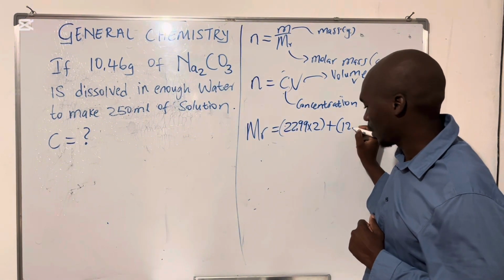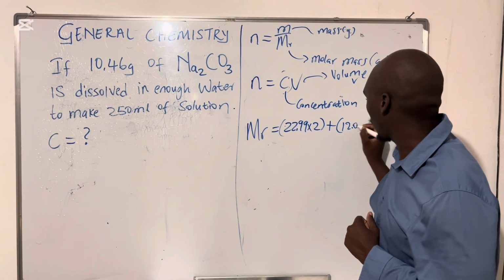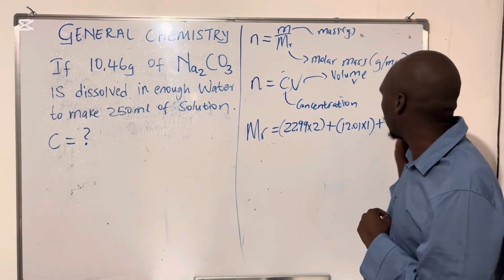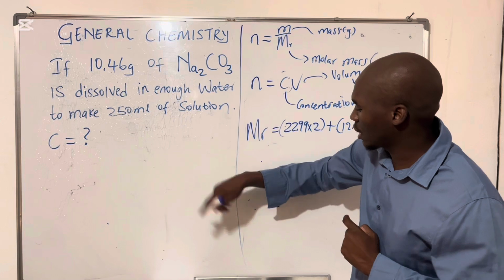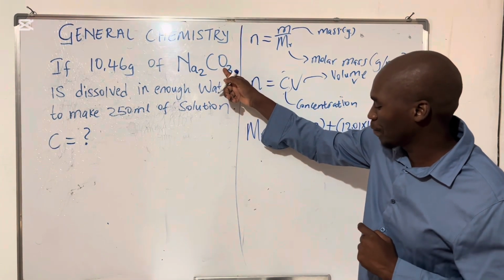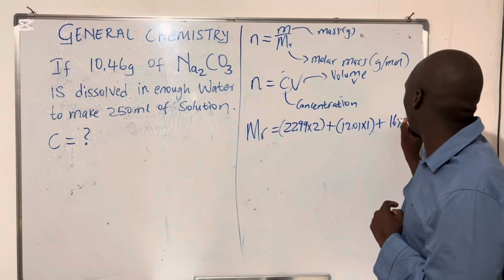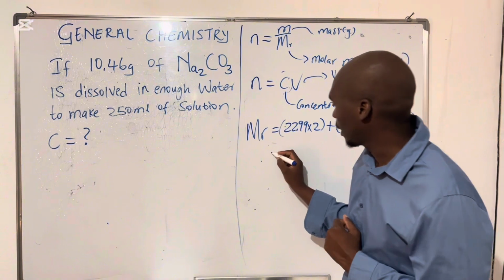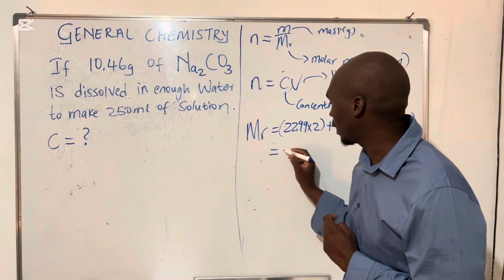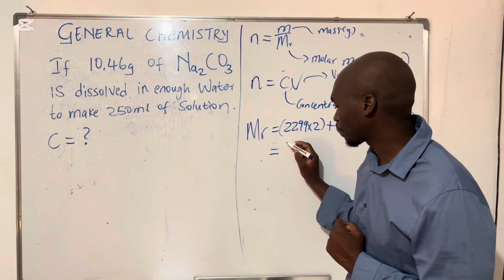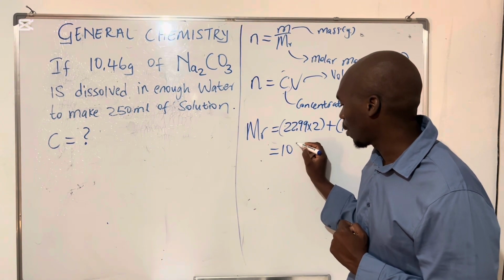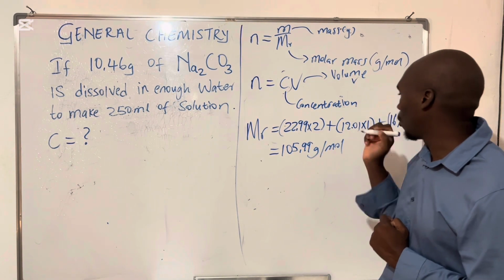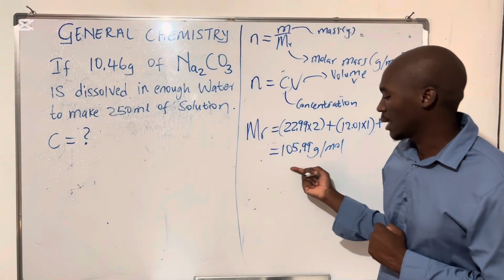How many carbon do we have? 1. So I will multiply by 1. From there I will say plus. What about oxygen? The molar mass of oxygen is going to be 16. How many oxygen do we have? 3. So I will multiply by 3. From there, if I press a calculator, I will find out that the answer is going to be 105.99 gram per mole.